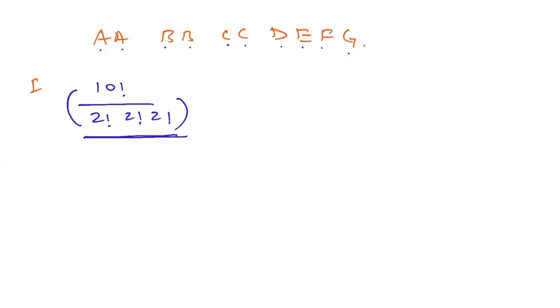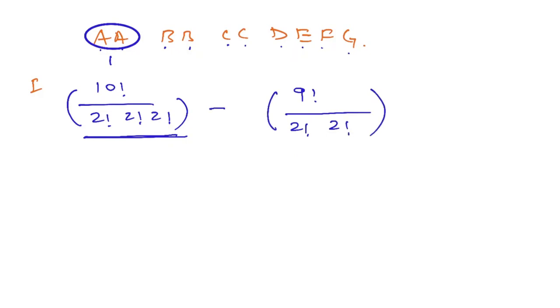Second case, I'm saying when just keeping these two A's together. If these two A's are together, then this will be counted as 1, 2, 3, 4, 5, 6, 7, 8, 9. Factorial 9 by 2 B's are together, so divided by factorial 2, 2 C's are together, so divided by factorial 2. If I subtract both cases, this is the case with no restrictions, and this is the case where two A's are together.